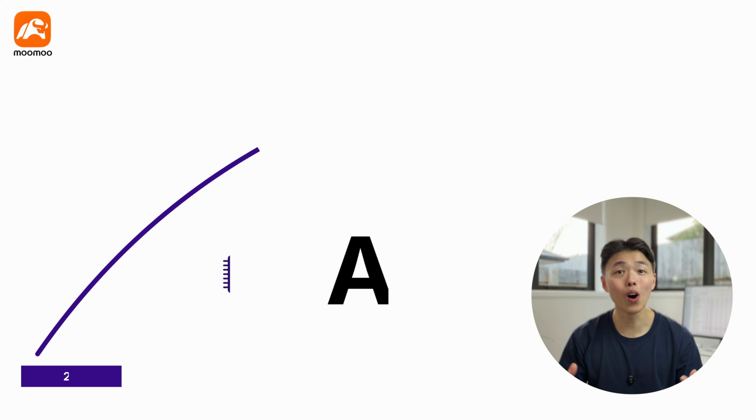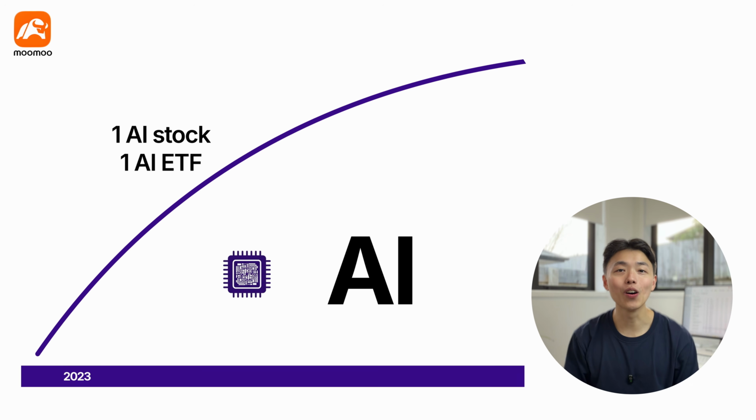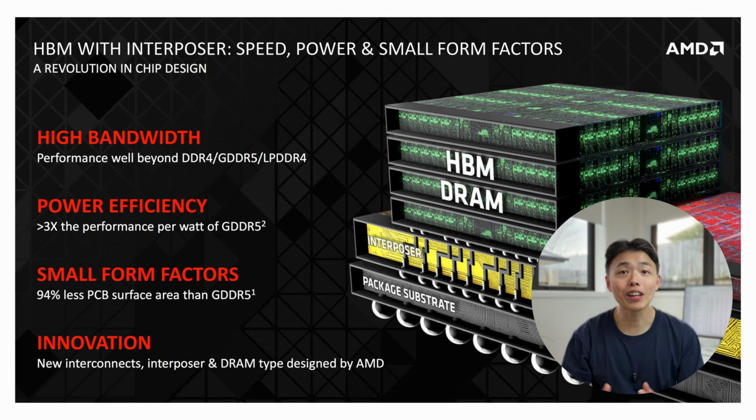Most people are investing in AI the wrong way. They treat AI like one giant industry. They buy Nvidia or a semiconductor ETF and call it a day. But that is not how it works anymore. Here is what actually happened.